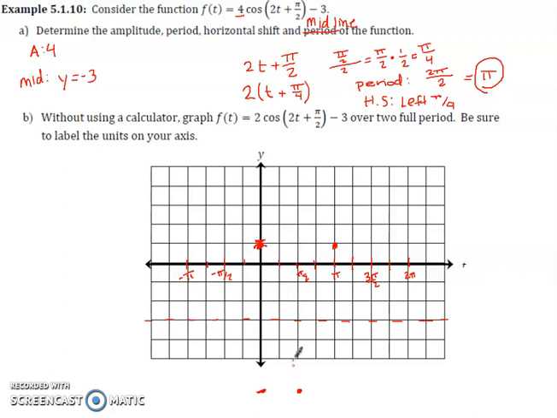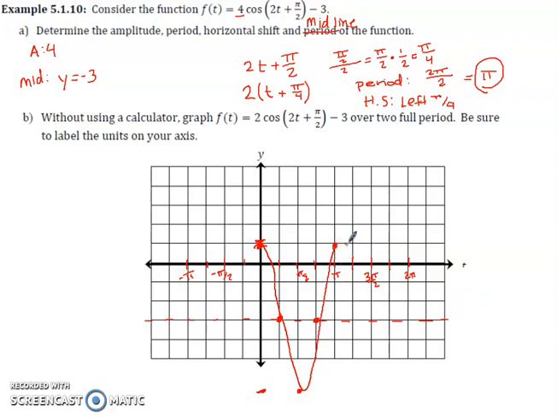Halfway in between the max and the min, it does need to cross through my midline. So that means at pi over 4, it's going to cross through my midline. And then halfway in between pi over 2 and pi, it needs to also cross my midline. So that would be at 3 pi over 2. So one cycle of this cosine graph without my horizontal shift is going to look something like this.